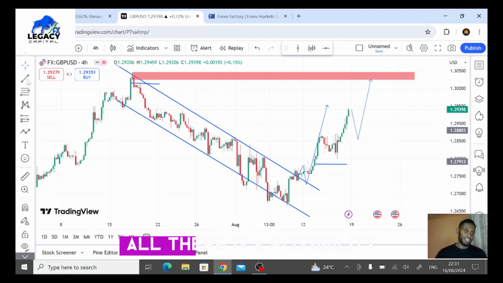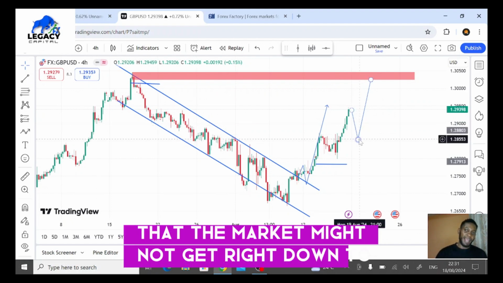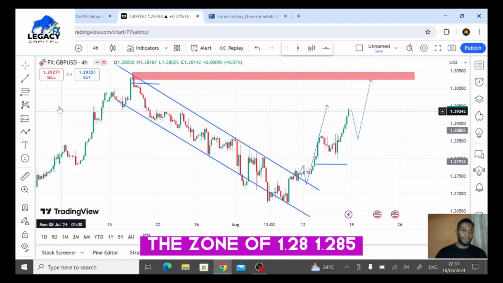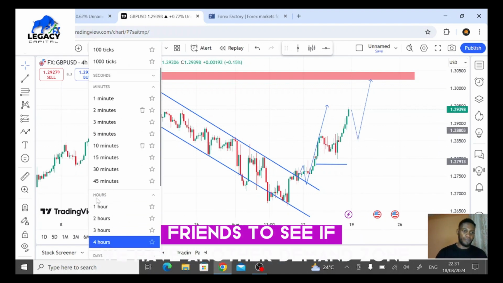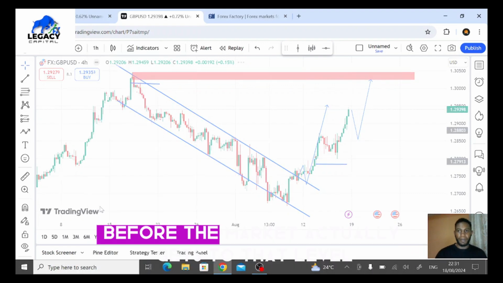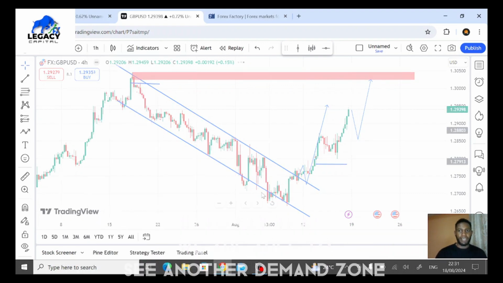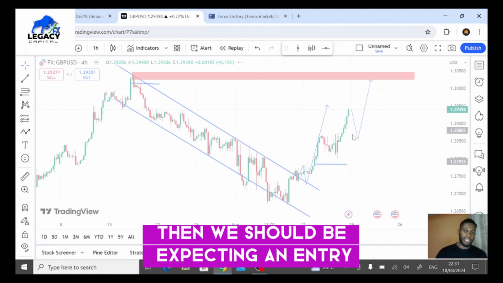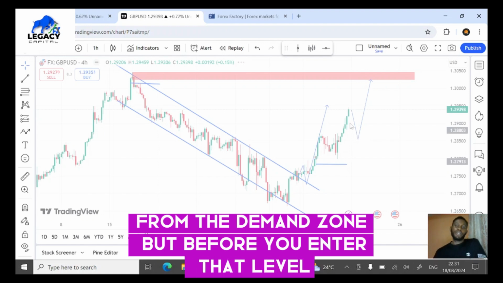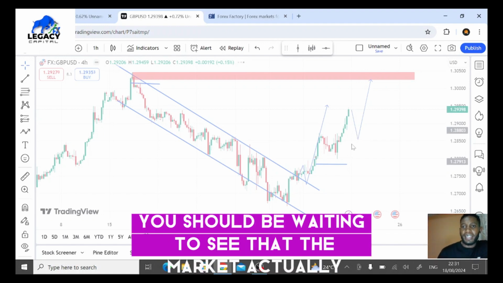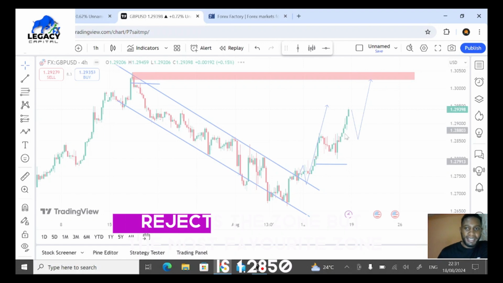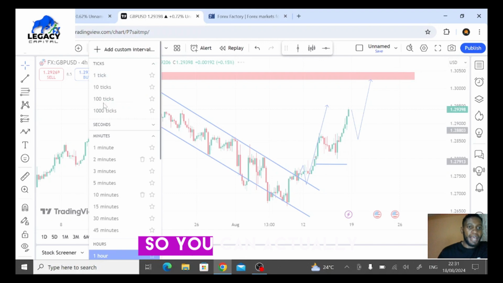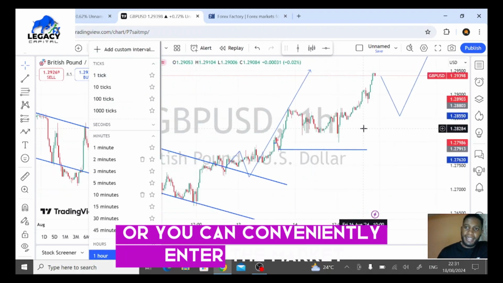this week. Or there is a possibility that the market might not get right down to the zone of 1.285. We can check on lower time frames to see if we have another demand zone before the market actually gets to that level. If we are able to see another demand zone, then we should be expecting an entry from the demand zone. But before you enter that level, you should be waiting to see that the market actually rejects the zone. But the most favorite zone is 1.2850. So you can conveniently enter the market.